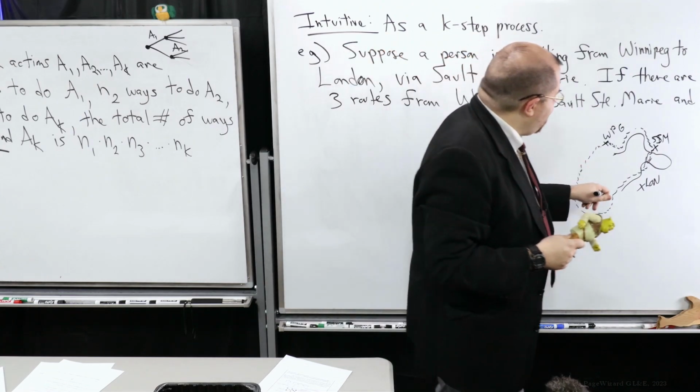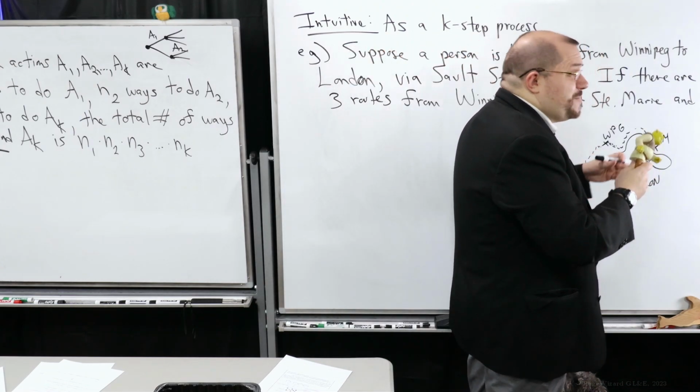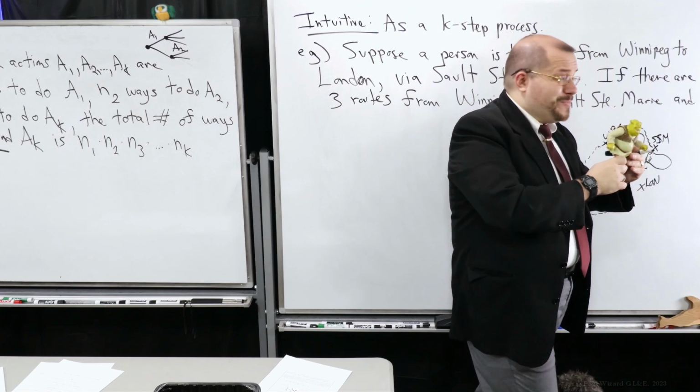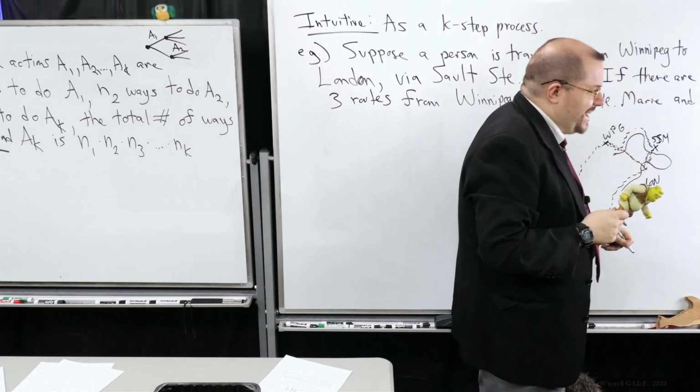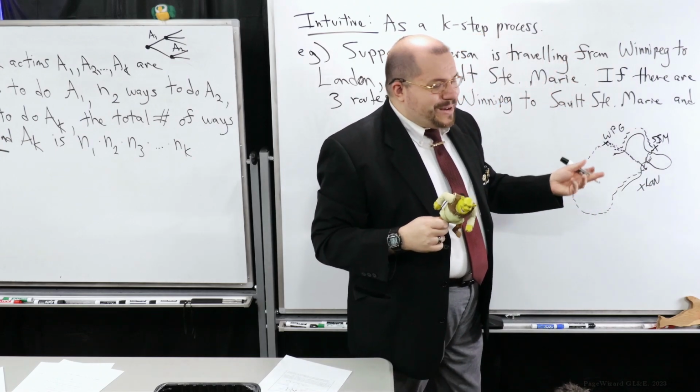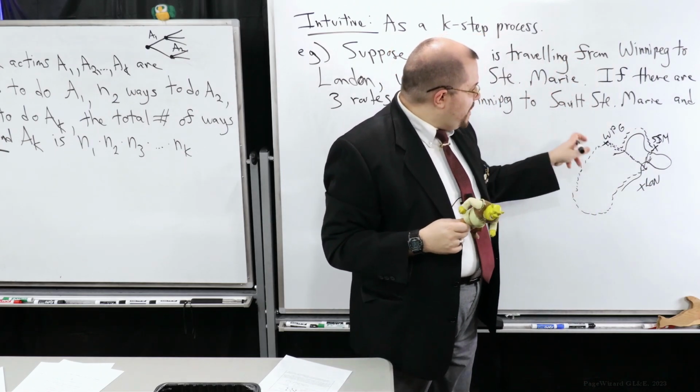But another way is maybe my person is really savvy with a boat. Maybe he wants to go to Thunder Bay and just goes right across this way. So there are 3 possible routes from Winnipeg to Sault Ste. Marie.